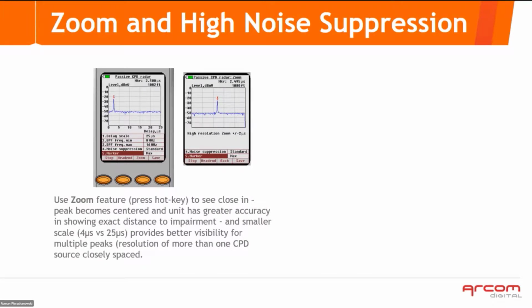Zoom mode. You can use it for revealing fine details of the peak or ranging distances very precisely. Zoom will show you what is plus minus 2 microseconds away from the marker. So just simply press zoom and it will switch to this picture.